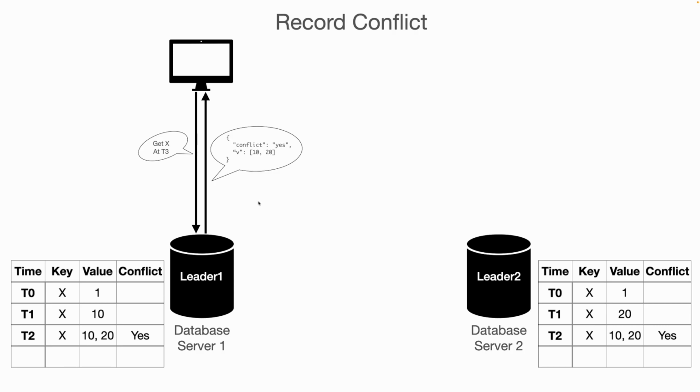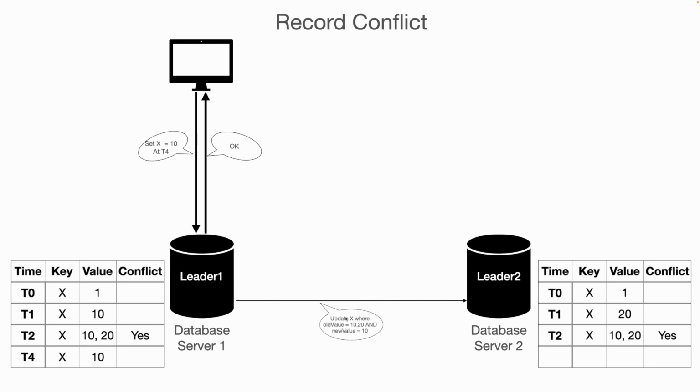Now here the client needs to resolve the conflict. At t3 the client asks for a get and we return both values. Now the client resolves the conflict, and at t4 the client sets the value of x equal to 10. We have successfully responded back to the client. Now leader 1 syncs with leader 2, updating the value of x equal to 10 at t4, and that conflict is resolved now.